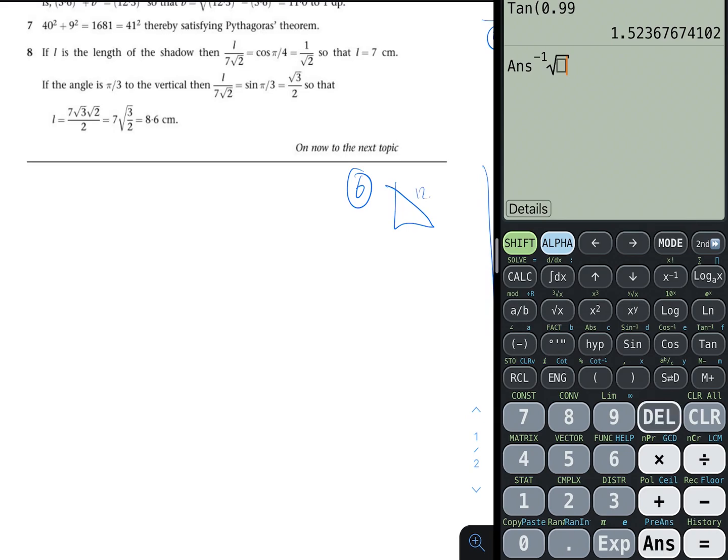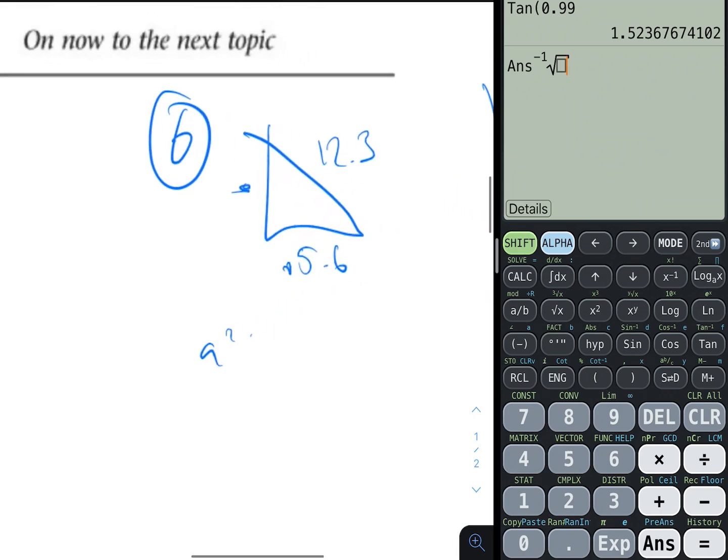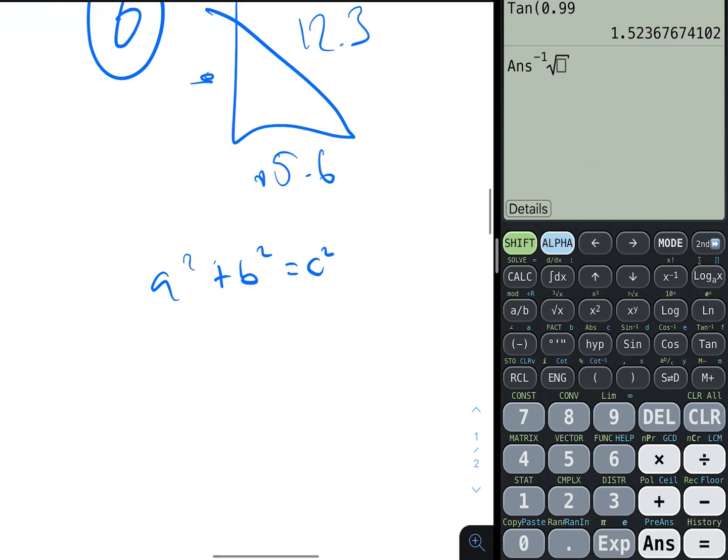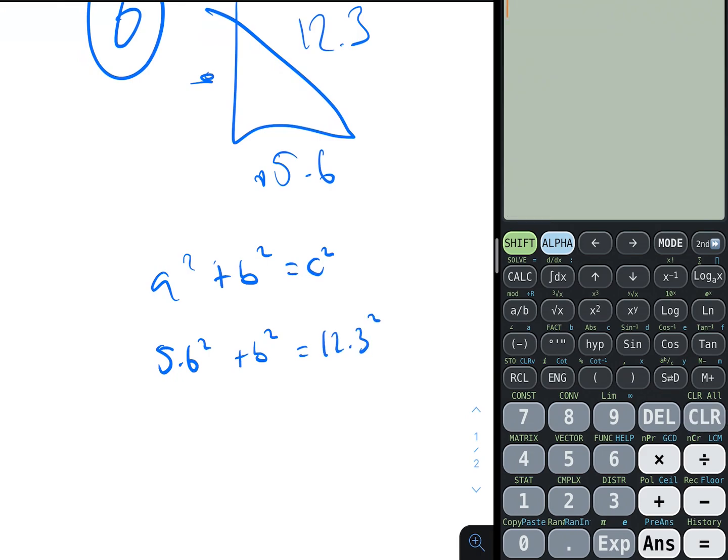Okay, so in case you don't understand the question, you've got a triangle, you've got 12.3 I think it was, and 5.6. Could be either this one or this one, we don't know, but that's fine. And obviously it's just Pythagoras' theorem, a squared plus b squared equals c squared. Right, so then you've just got 5.6 squared. Now we don't know what b is, equals 12.3 squared.